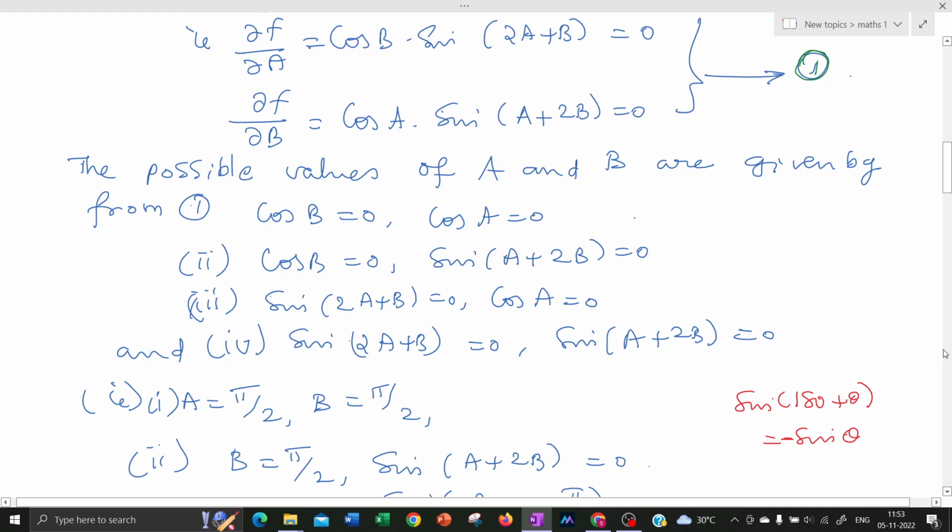If both the equations equal 0, then what are the possible values? One possibility is cos b equal to 0 or cos a equal to 0. That is the first chance. The second chance is if cos b equal to 0, then sin(2a + b) equal to 0 or sin(a + 2b) equal to 0. Similarly, if sin(2a + b) equal to 0, then cos a equal to 0.